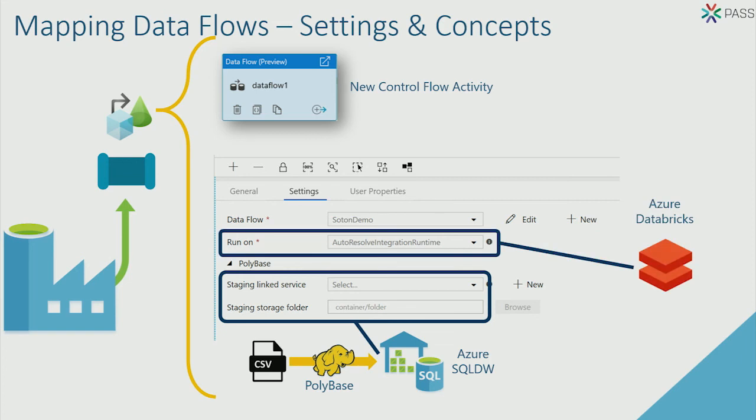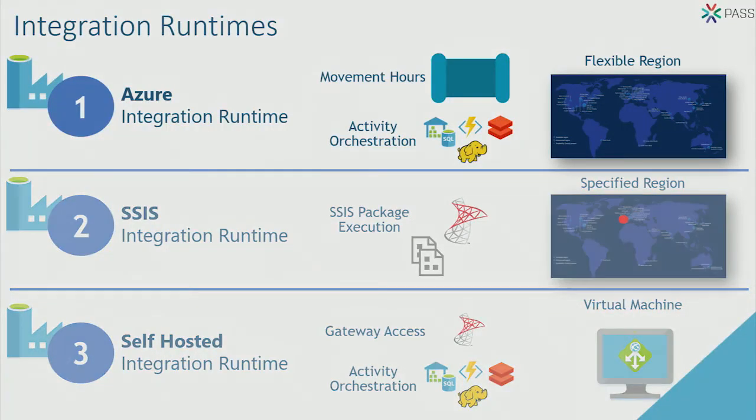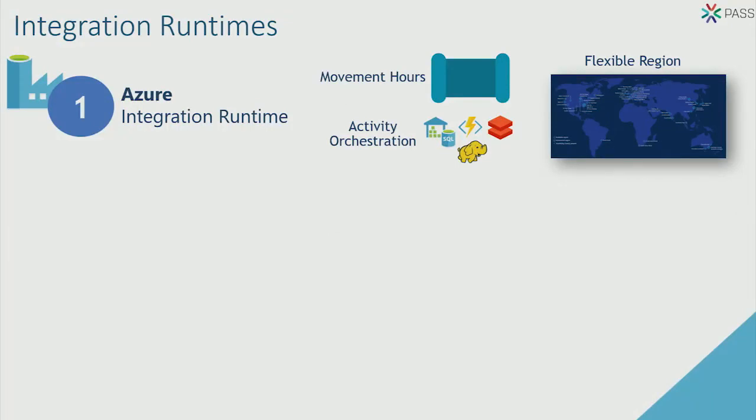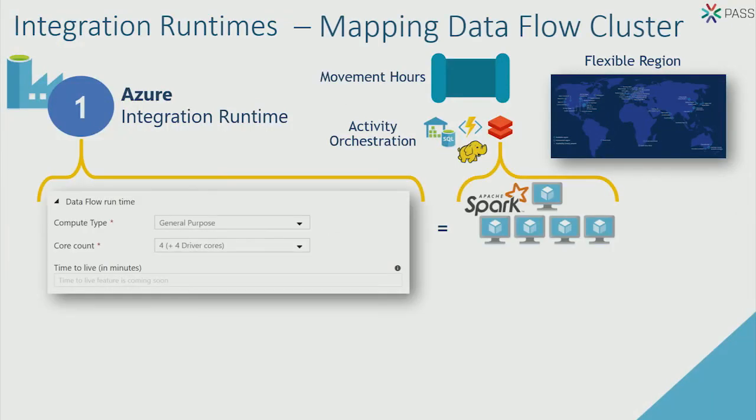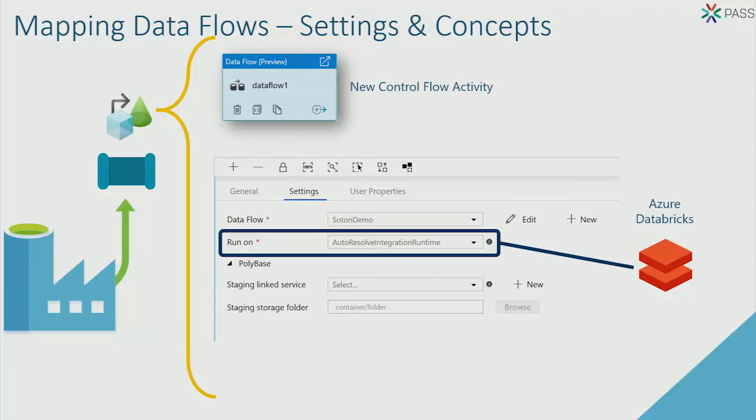We then also have this option that says run on, and this is where we define our Databricks cluster. But you remember when I said that we have these 3 integration runtimes within our Data Factory? It's that first one, our Azure integration runtime, that references our Databricks cluster. And when you go and configure that, you can say for that Azure integration runtime, I want a cluster of a particular type, a particular size. This is where you define it. So just bear that in mind within the settings of the activity. That's what it is running on.